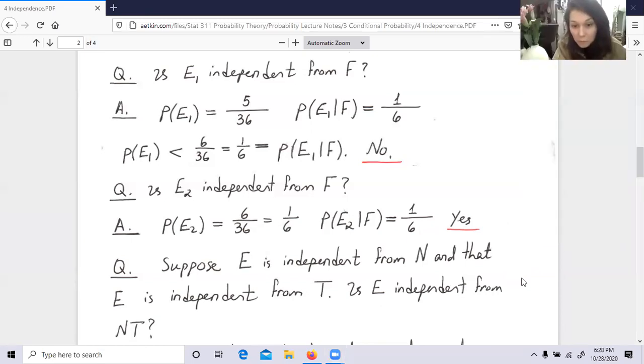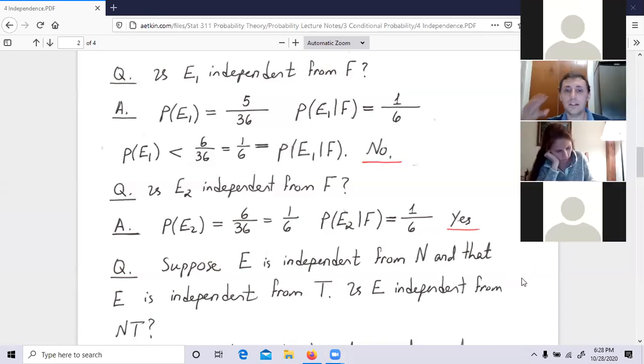Right. In other words, if N does not give information about E and T does not give information about E, then why should the intersection give any information? Yes. Kind of like that.